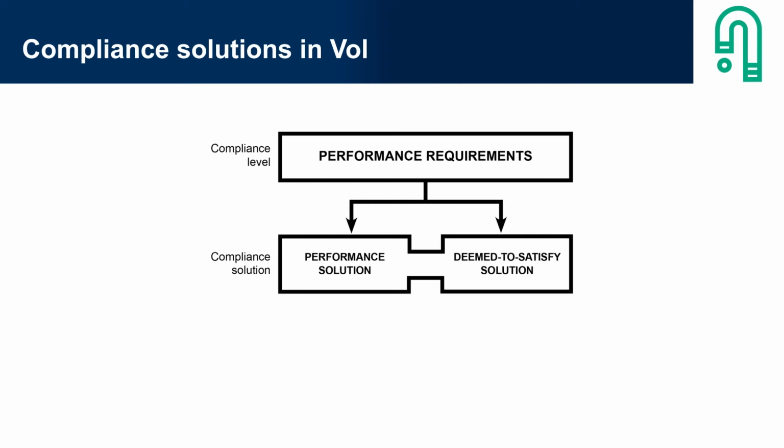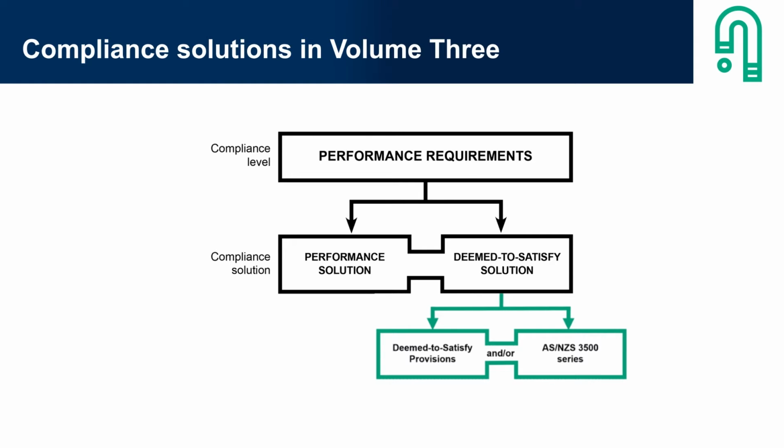Compliance solutions in Volume 3. The NCC 3500 series is the key reference document for the DTS provisions for plumbing requirements in the NCC, as illustrated in the green boxes. Performance solutions can still be developed to meet the relevant plumbing and drainage-related performance requirements.